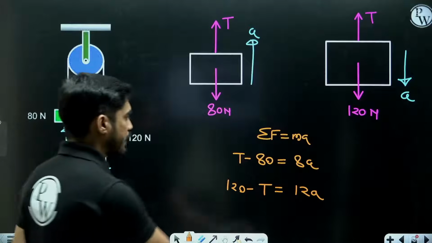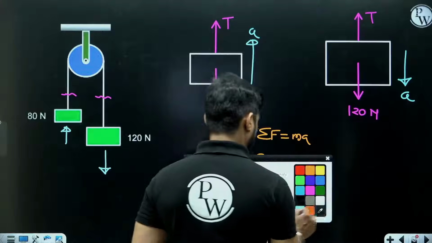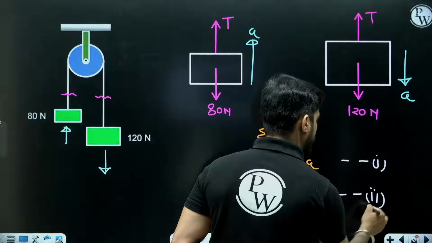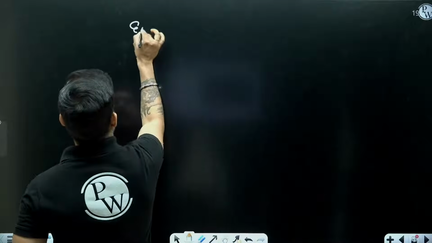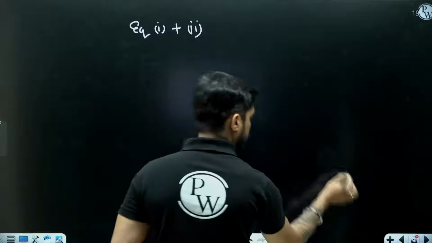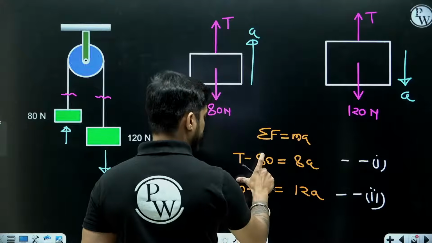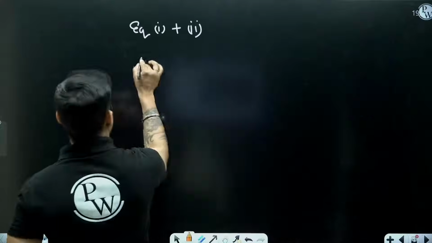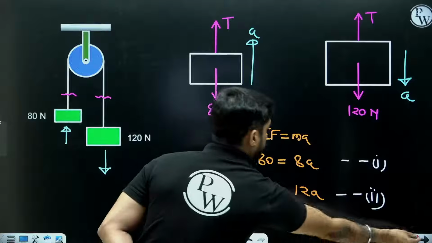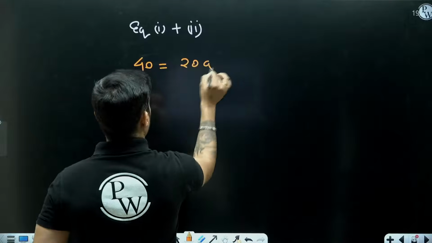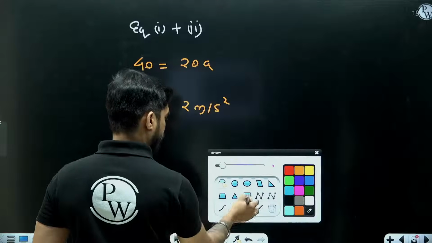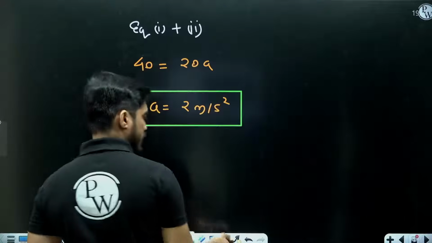Now look at this. If I add both of them, this is equation number 1 and this is equation number 2, na? So if I add equation number 1 and equation number 2, what will I get? T and T will be cancelled. 120 minus 80 will become 40 and 8A plus 12A will become 20A. So A will become 2 meter per second square. So we have got the acceleration.